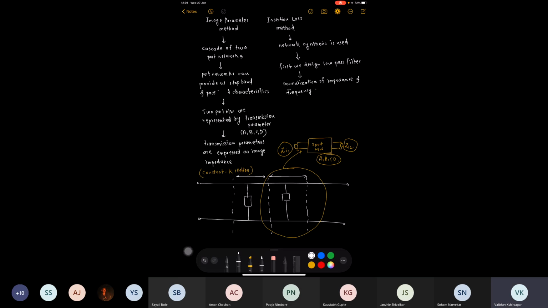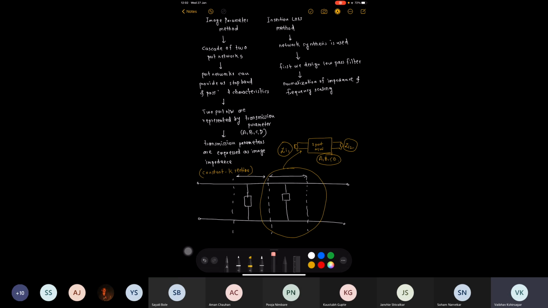See, we do a frequency scaling in order to transform the filter from low pass prototype type to any other type. Okay. So what is the procedure of designing a filter using an insertion loss method? Network synthesis method is used in order to express the specified insertion loss into the design aspect.